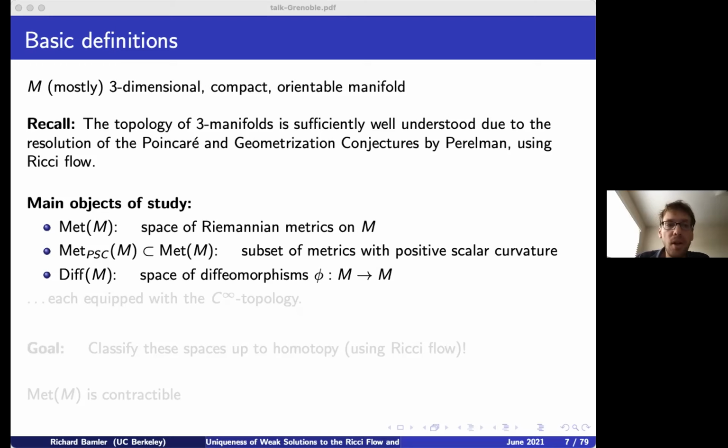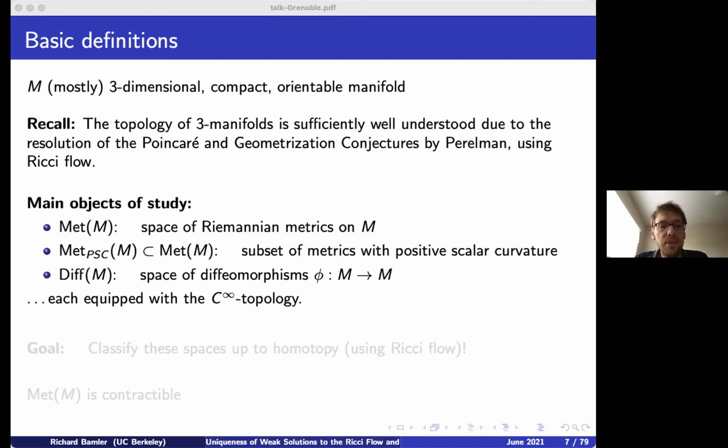All these spaces are very big, and I'll equip them with the C infinity topology. What's the C infinity topology? There is a topology that I can choose on these spaces such that convergence within this topology is equivalent to convergence in every C^k norm.